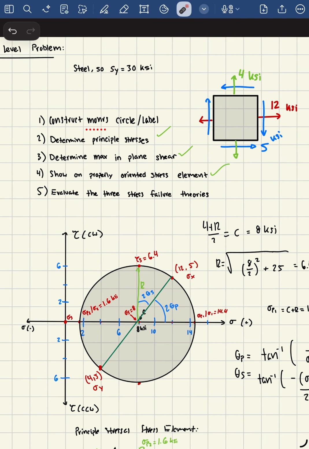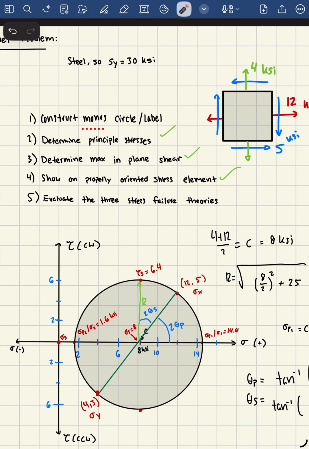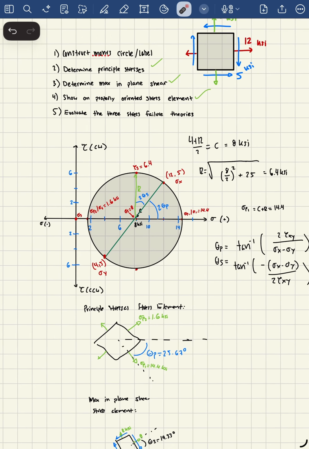In this question, we'll be going over constructing the Mohr's circle, determining principal stress, determining the max in-plane shear, showing on a properly oriented stress element for both of those two scenarios, and then finally evaluating the 3 stress failure theories for this. Most of it's already been done.